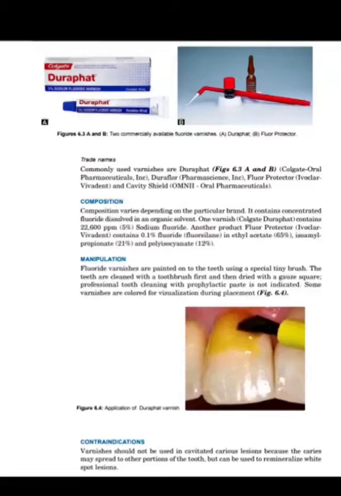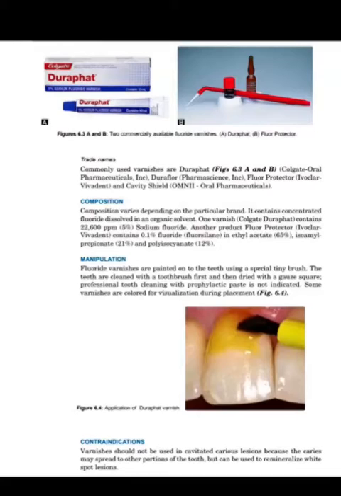So this is the application of Duraflor varnish. See the picture: the A diagram is the diagram of the Colgate Duraflor, and the B diagram is of the Fluor Protector.